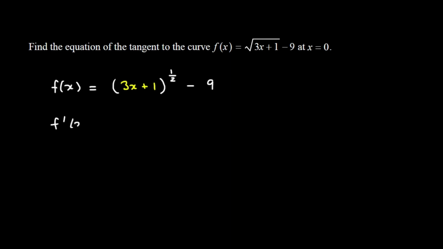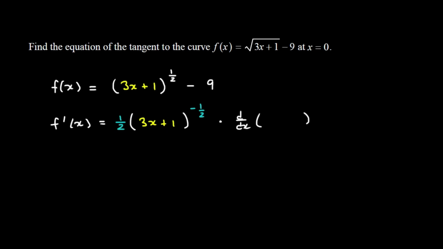So f prime of x is going to be, let's do the outer function first. So maybe we'll use that blue color for our exponent coming down in front, and then we'll minus 1 from that 1/2, of course, to get negative a half. So I've done the derivative of the outer, and remember we also have to make sure that 3x plus 1 is still trapped in the derivative of the outer, and now we can proceed to multiplying by the derivative of the inside function.